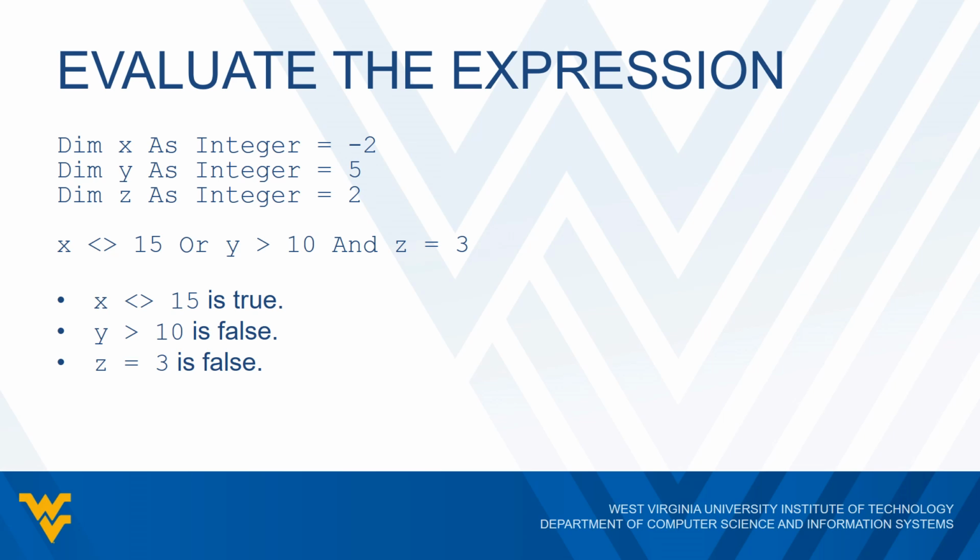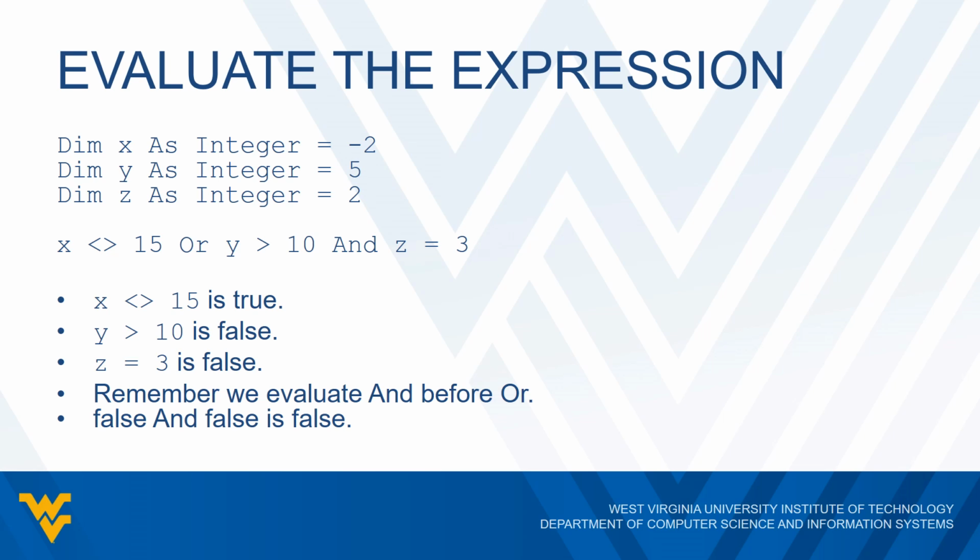So how do we evaluate this? Well, if you remember our precedence of the logical operators, we evaluate the and part before the or. So this means we have false and false, so that becomes false. So then that leaves us with true or false, so this whole expression actually ends up being true.